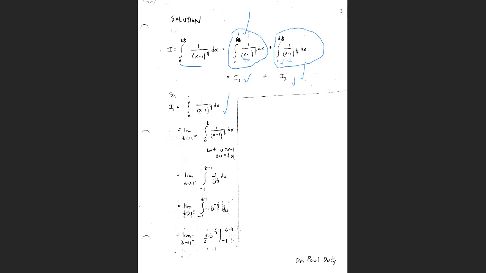Okay, from 0 to 1, we're approaching 1 from the left. So this is a little minus here. And so the first improper integral equals the limit of this proper integral as t approaches 1 from the left. Are there any questions so far?